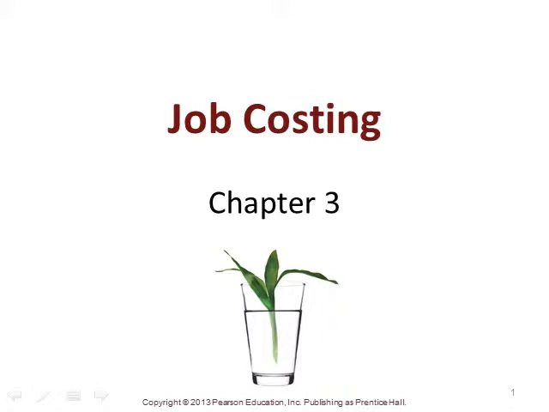Tonight we're going to talk about Chapter 3, which deals with job costing. What we'll cover during this session are the differences between job costing versus process costing. We'll talk about this idea of manufacturing overhead and how it's allocated, and then we'll work through some examples of each one of those different types of scenarios.